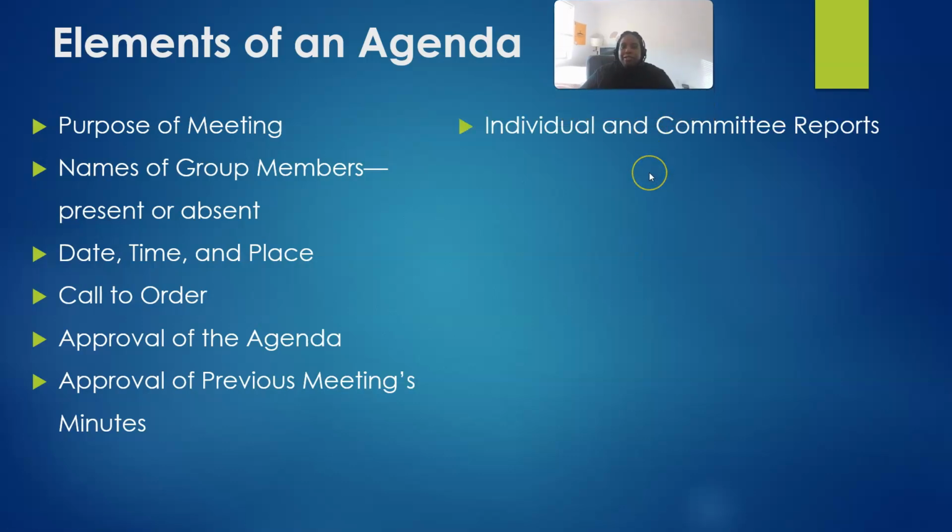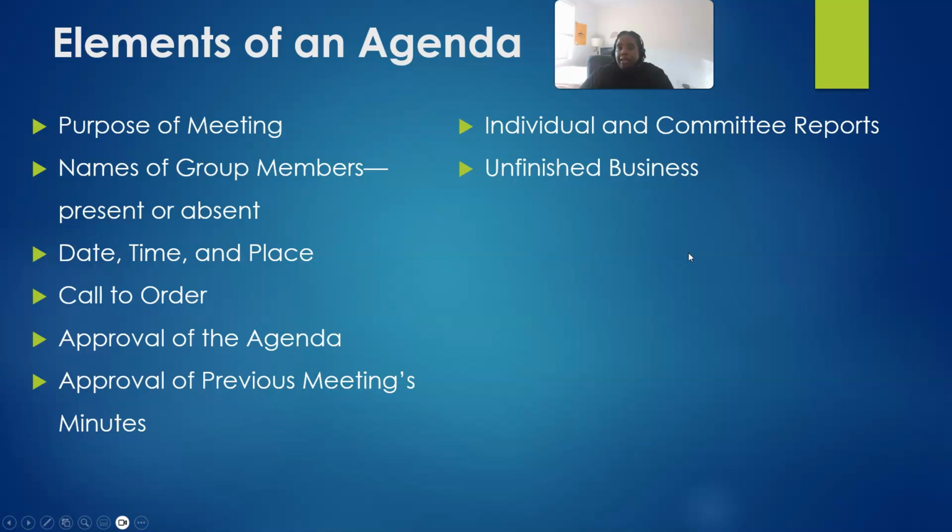individual and committee reports. So of course for this class, you may or may not have formed little mini committees, but for larger organizations, you might have more than one person in a particular role or handling a particular action item. So for example, because we're a smaller group, you might have different individuals working on different things. So you can tell your teammates, what have you been working on?